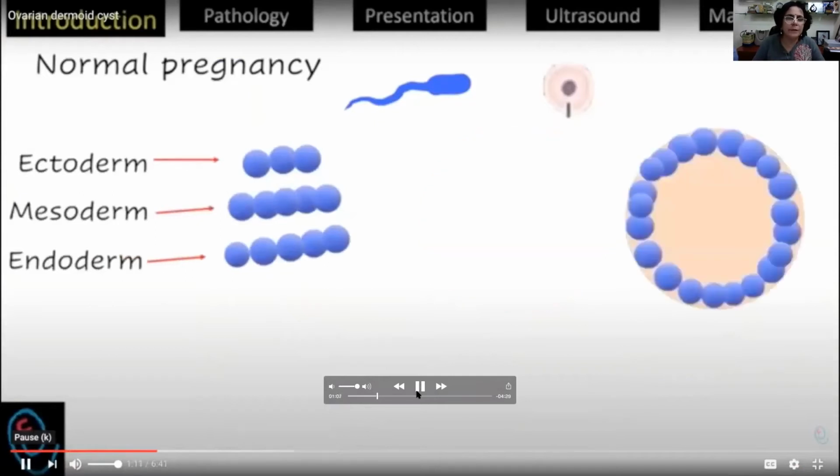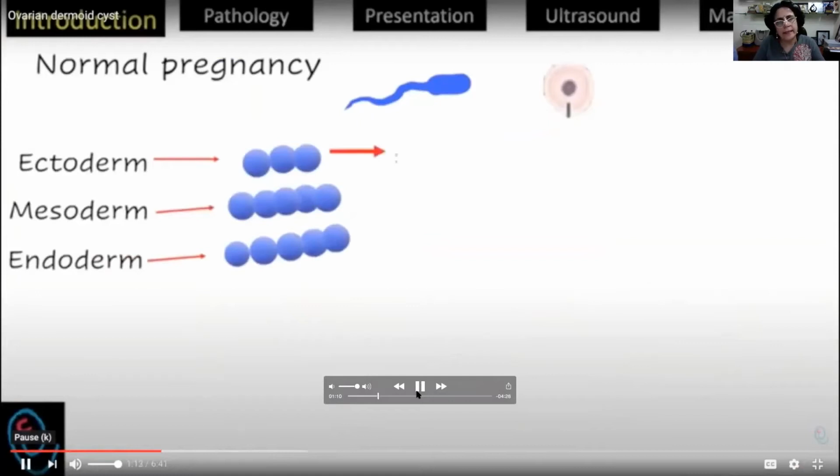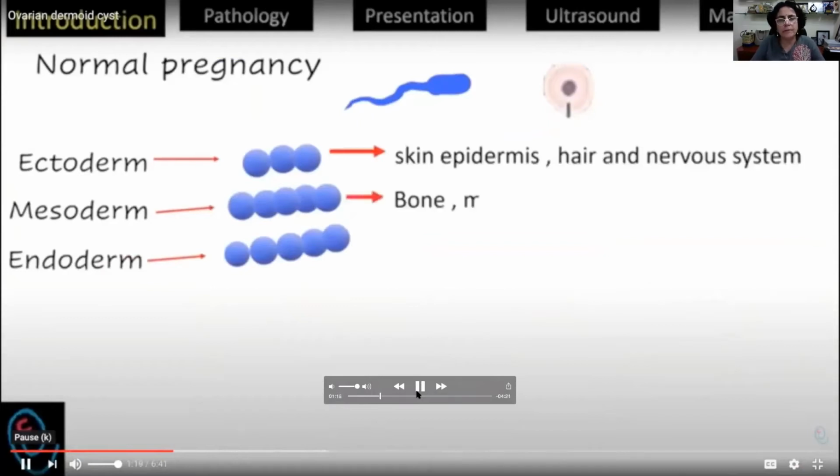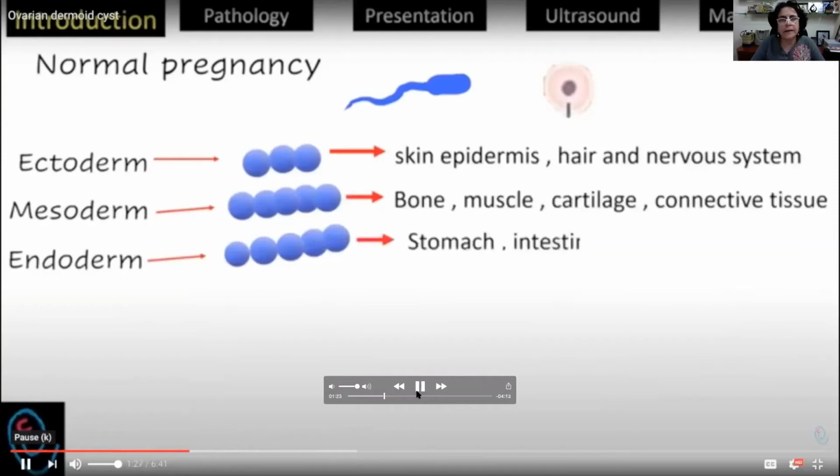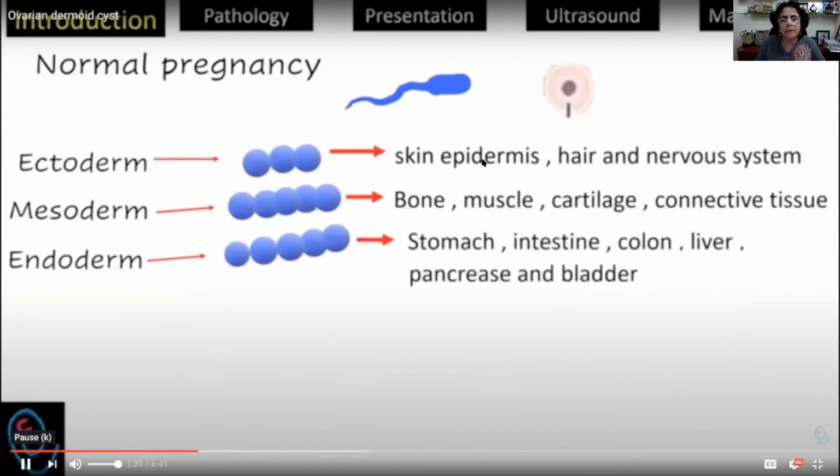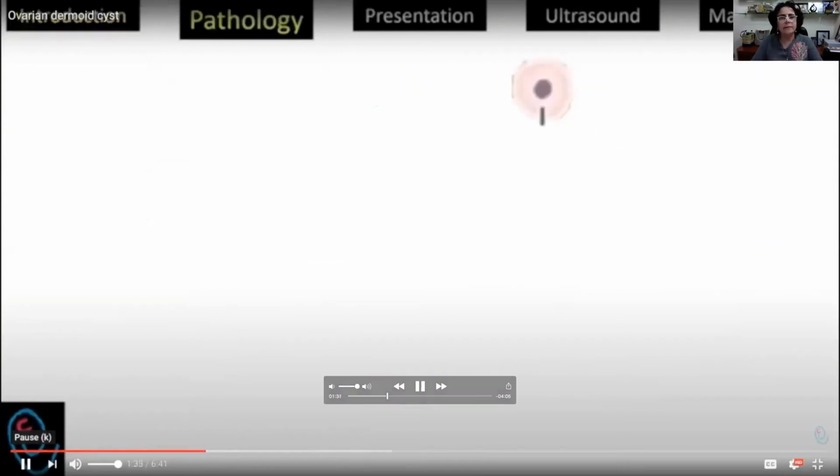From the ectoderm, we form the skin, the epidermis, the hair, and the nervous system. From the mesoderm, there are bone, muscle, cartilage, and connective tissue. And from the endoderm, the formation of stomach, intestine, colon, liver, pancreas, and bladder. These are the multicystic things.